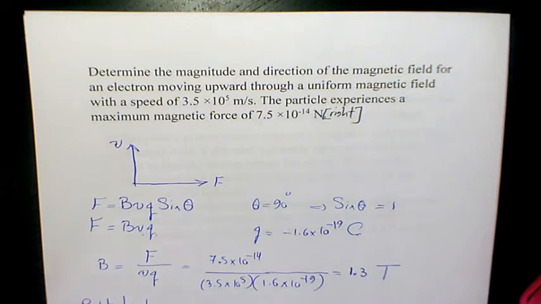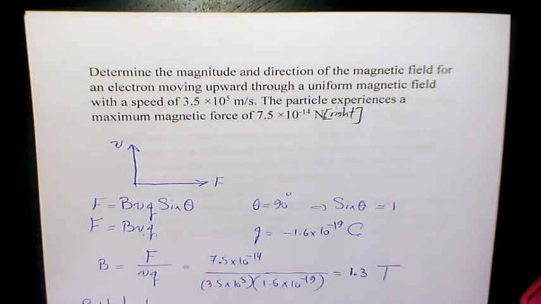In this video I want to show you how to find out the magnitude and direction of the magnetic field for an electron moving upward through a uniform magnetic field with a speed of 3.5 times 10 to the power 5 meters per second. The particle experiences a maximum magnetic force of 7.5 times 10 to the power of negative 14 Newton, and it is going toward the right.